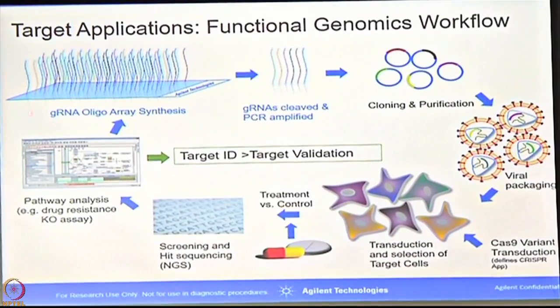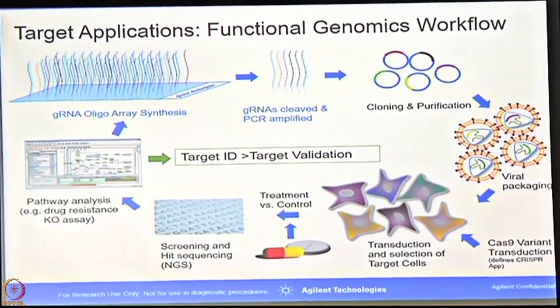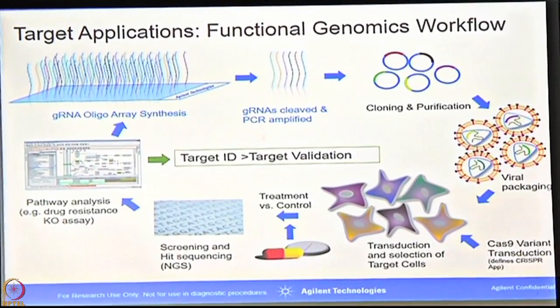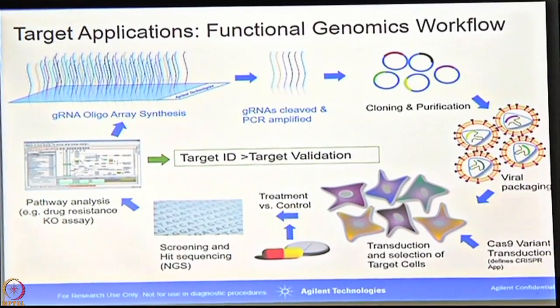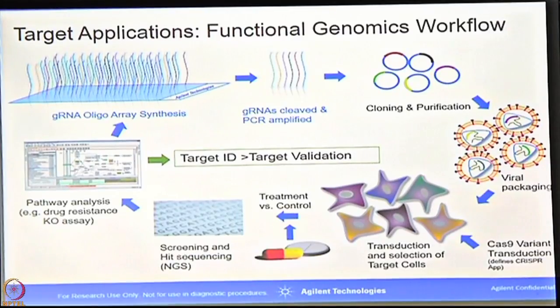We make the guide RNAs on a slide. We cleave them from the slide, do PCR amplification, and pack them into viral particles. Now it's ready to transfect into the cell system. That much guide RNA, for those mutations, is ready for transfection, and you can use it for therapeutic opportunities. Right? So this is the, this is.